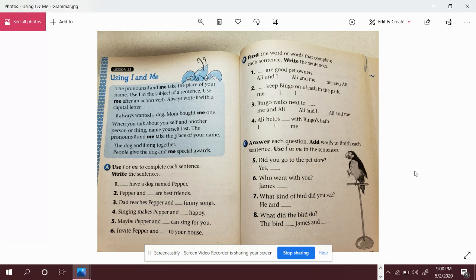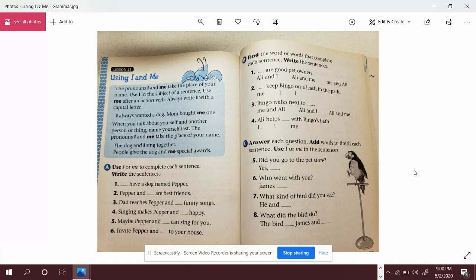Again, I and me take the place of your name. I is in the subject of the sentence. It's usually the beginning part of the sentence where you are talking about the who or what of a sentence. And use me after an action verb, which is usually the predicate of a sentence. And you're always writing I with a capital letter. Okay, so let's just do some of the practice activities.